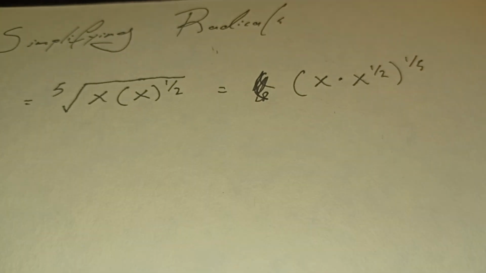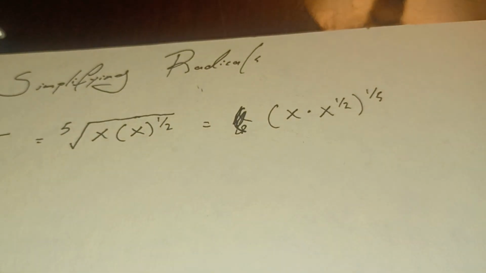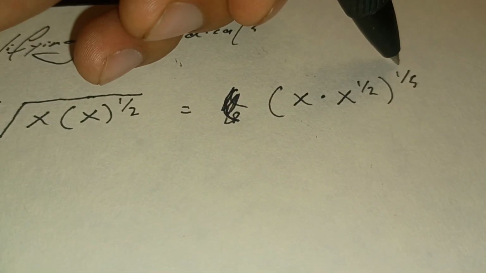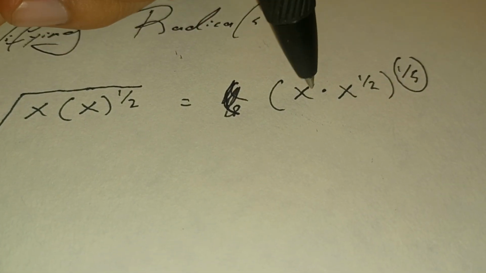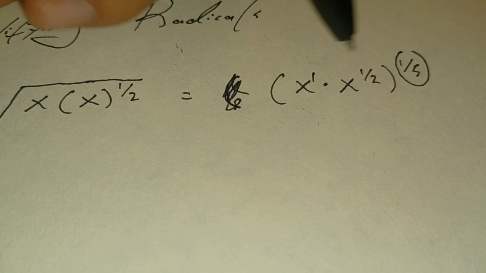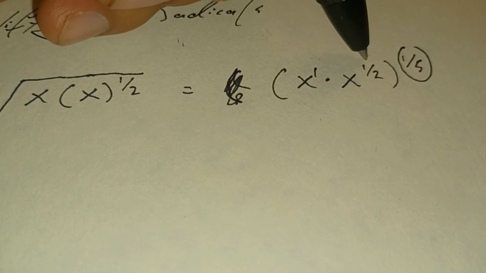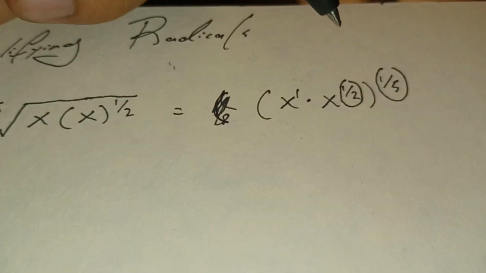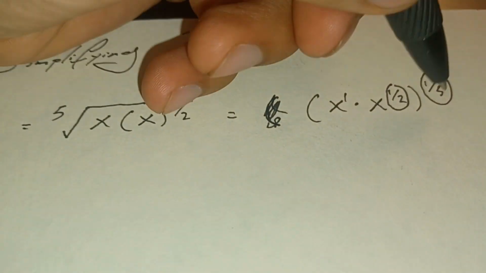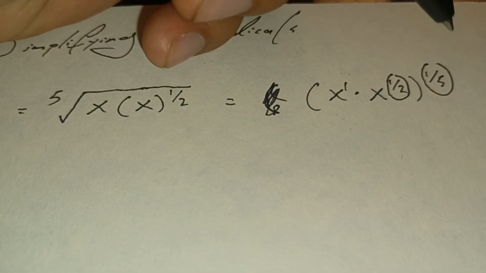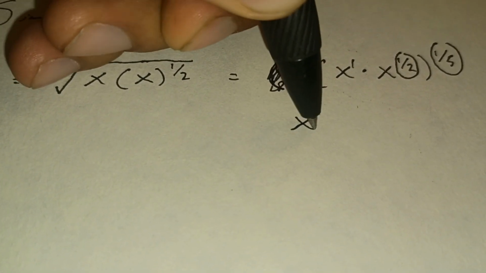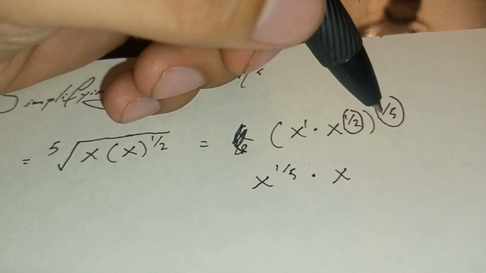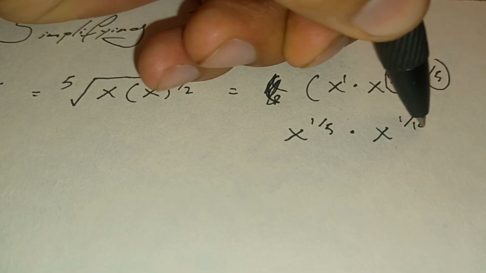Now we can go ahead and multiply. We multiply everything inside by the 1/5 power. Let's say there's a 1 power right here. We multiply this exponent by this exponent. Whenever you raise a power to a power, with parentheses, you multiply instead of add. So this will give us x to the 1/5 power multiplied by x to the 1/2 times 1/5, which is 1/10 power.